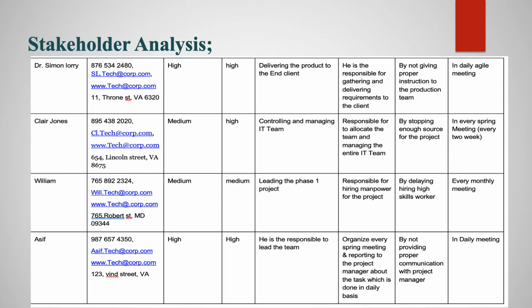Then you can have a look at Claire John, who is not low or high. He has a medium involvement in this project. He controls and manages the IT team, responsible for allocating the team and managing the entire IT team as well. If he stops enough resources, the project can be affected. Sprint meeting: every sprint meeting actually happens every 2 weeks. Then William has a medium involvement in this project, leading the phase one project and responsible for hiring manpower for the project.